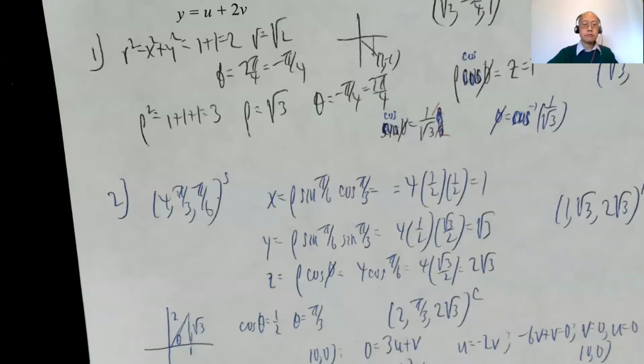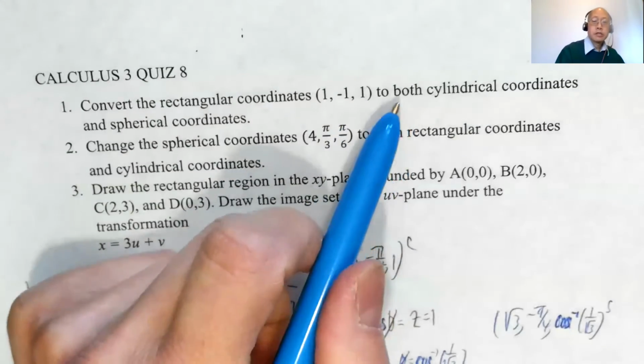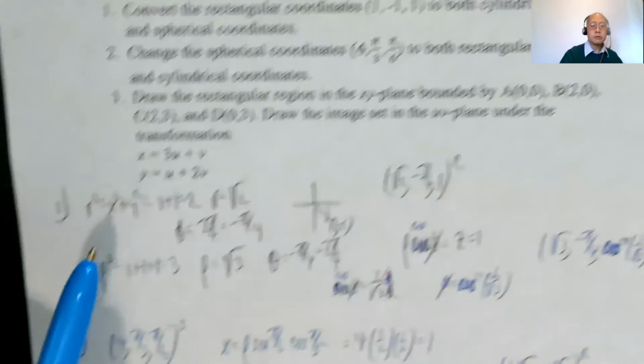Here's a solution to Calc 3, Quiz 8. Number 1, rectangular coordinates of 1, negative 1, 1. Change it to cylindrical and spherical coordinates.